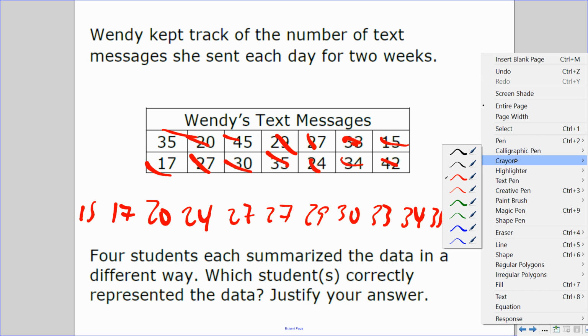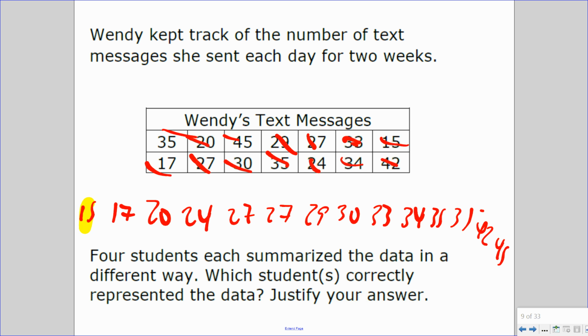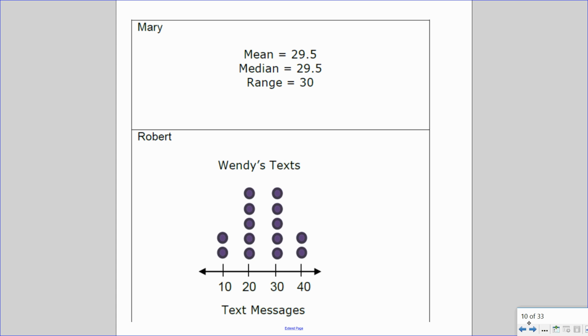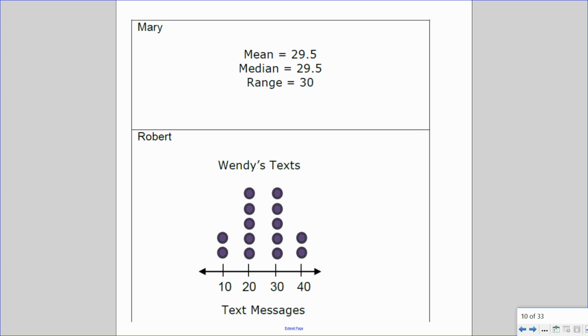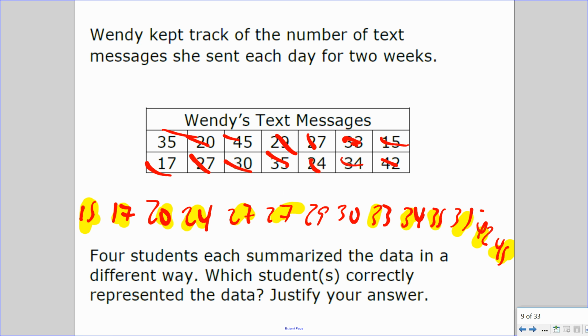So, highlighter. Finding the median. Yeah, the median is 29.5. I agree with that. The range is 30, from 15 to 45. It's about 30. If I had a calculator, this one is wrong. Because mean is where you add them all up and divide by 14. It would not be 21.5.